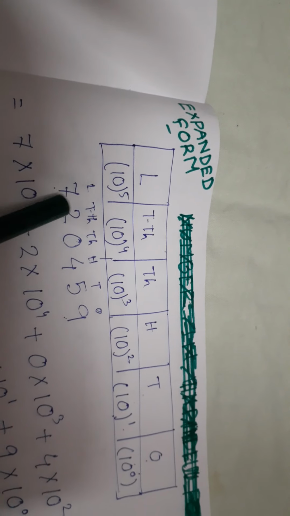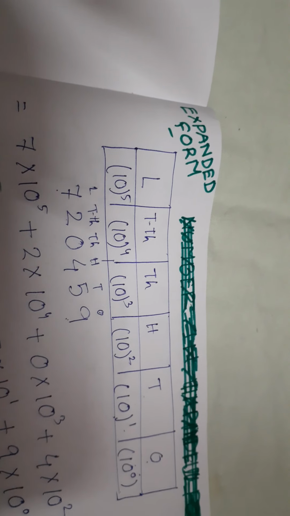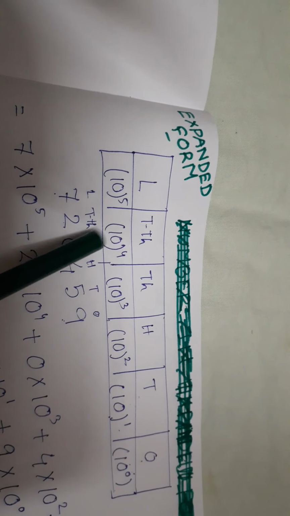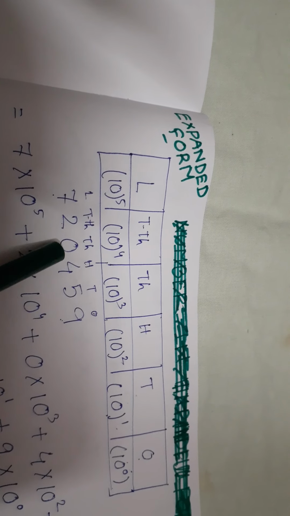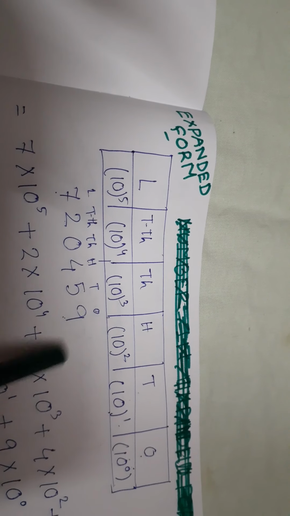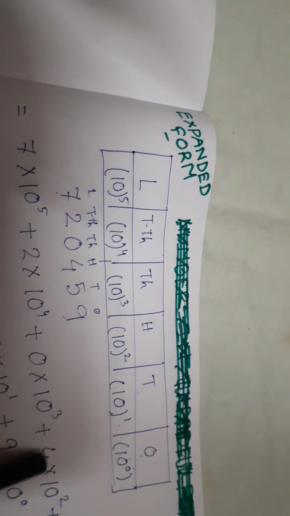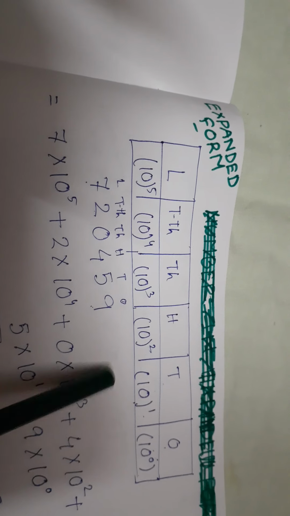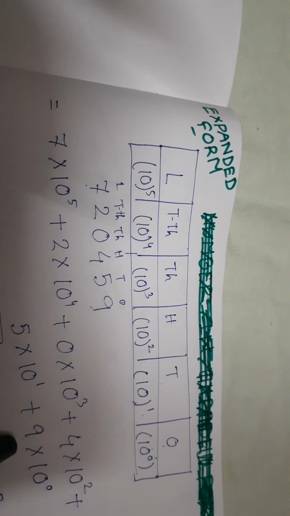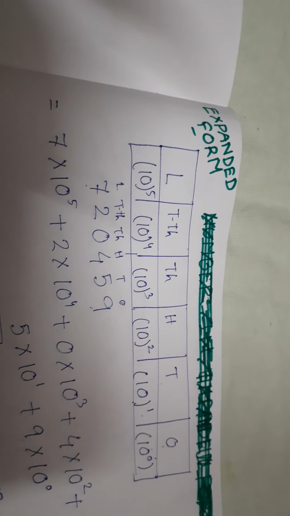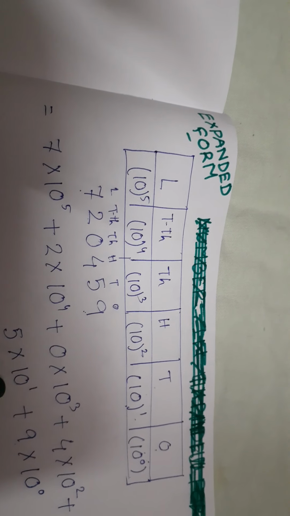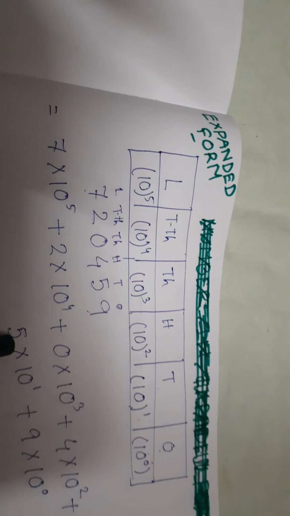That means we have to multiply this number with 10 raised to the power 5. We have done this. Then 2, this will be 2 into 10 raised to the power 4. Similarly 0 is coming under thousands, so it will be 0 into 10 raised to the power 3, 4 into 10 raised to the power 2. Similarly 5 is coming under tens, 5 into 10 raised to the power 1, and 9 into 10 raised to the power 0. In this way, if the expanded form is given like this, we can write the number also from the expanded form.